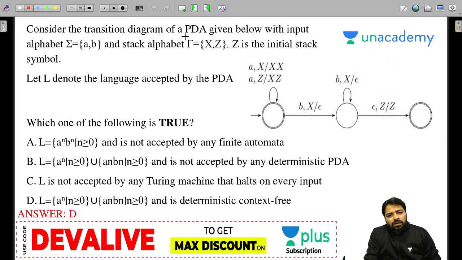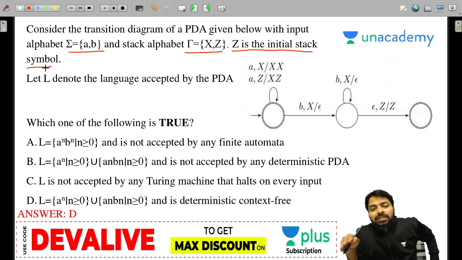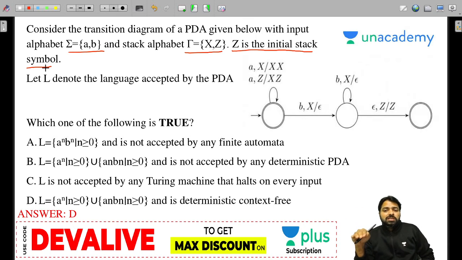First read. Given a PDA, the input is clear, a comma b, but the stack has two symbols, X and Z. What is X? What is Z? Look at that. Z is the initial stack symbol. Maybe you have assumed Z0 many times, but here they have assumed Z. But don't assume Z every time. Remember that. Here Z is the initial stack symbol, exactly like Z0, and X is another symbol on the stack. We might use it for some other purpose.